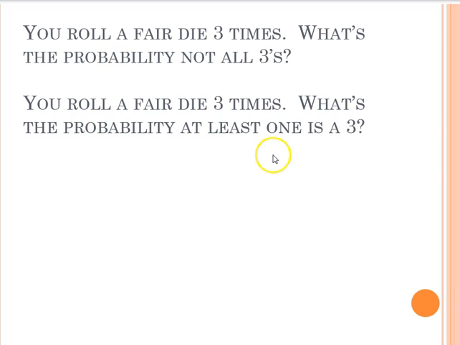Now it's important to note the difference in the wording between this question and the last question. They look very similar and they sound very similar, but they obviously have given us different answers. So it's important to pay attention to the exact wording of these questions in order to make sure you're calculating the right probability. Pay particular attention to the wording when it says at least one, or some, or not all. Those are good indications that you should be using the complement rule.